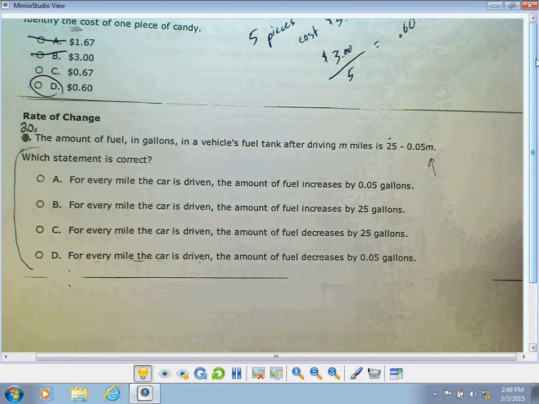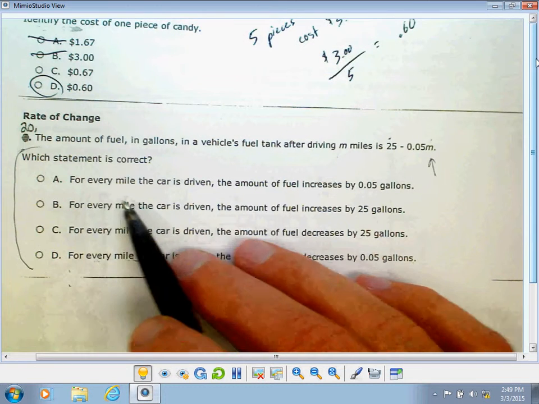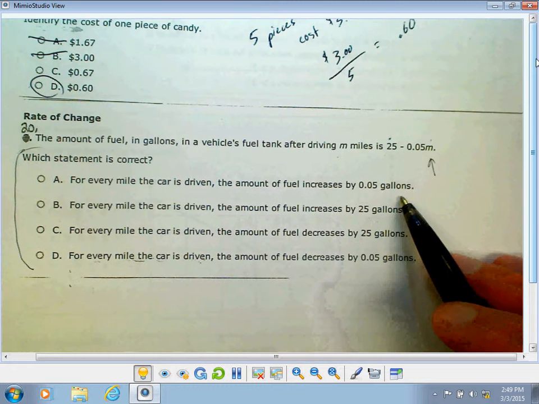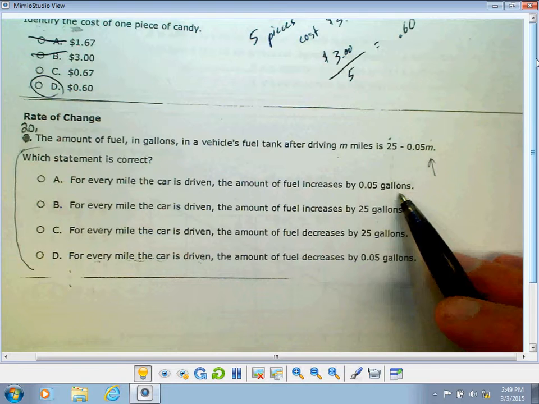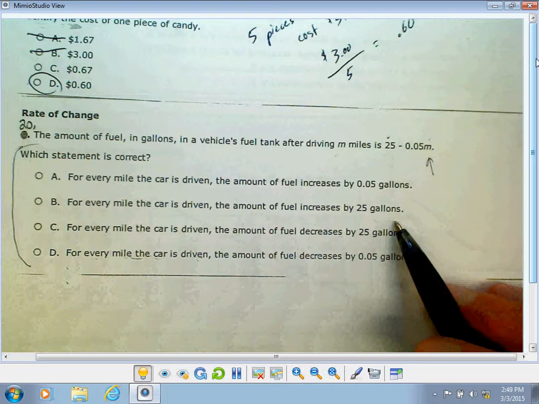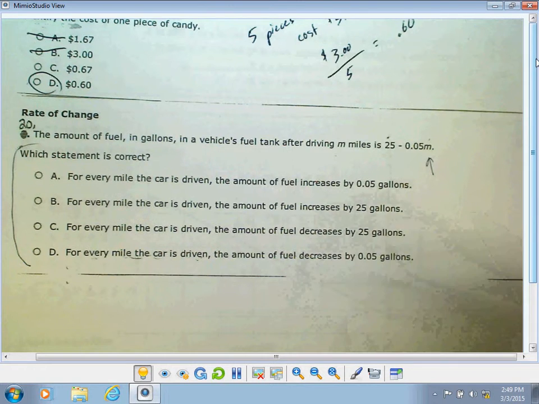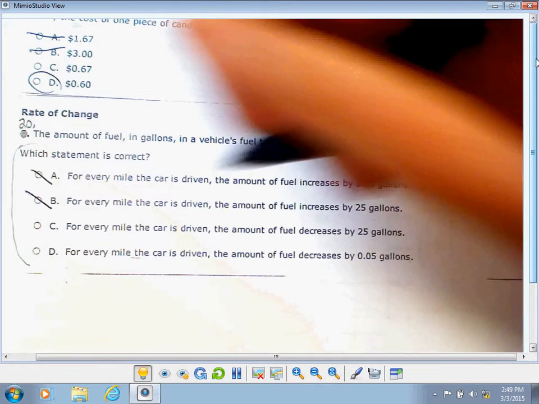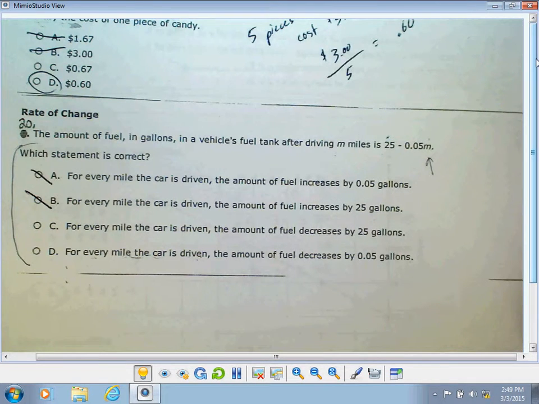But look at the word problem part. It says, for every mile the car is driven, the amount of fuel increases by 0.05 gallons. Imagine that. Every time you drive your car, the amount of fuel in the tank goes up by 0.05 gallons. Even better yet, look at B. Every time the car is driven, the amount of fuel increases by 25 gallons. Could you imagine that? What kind of awesome car would that be, that every time you drive a mile, you get 25 gallons of gas in your tank automatically? It's crazy. I wish, but not true. A and B, definitely not true. It has to go down, right? The gas has to go down.